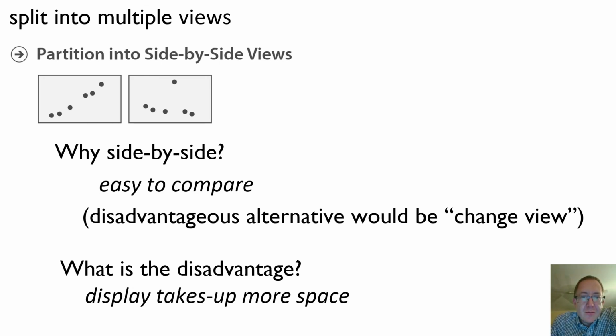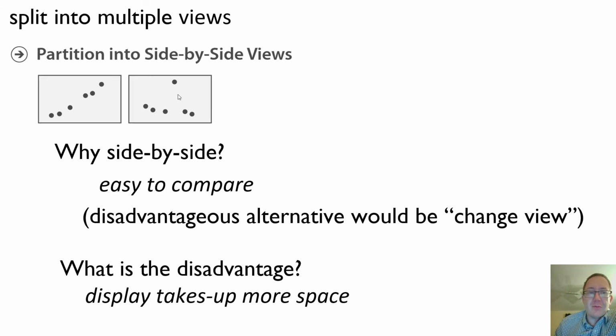If I use this multiple viewpoints side of things, here is one view of the data, here's a different view of the data. They're looking at the same data set, but maybe two different attributes. Why would I want to do that? Well, first of all, it's easy to compare. And you don't have to worry about having to do a change of view.